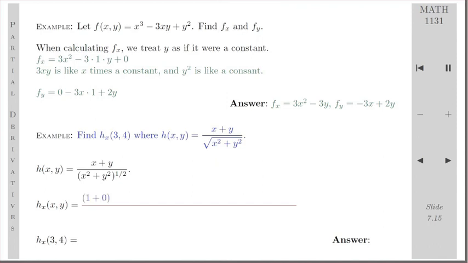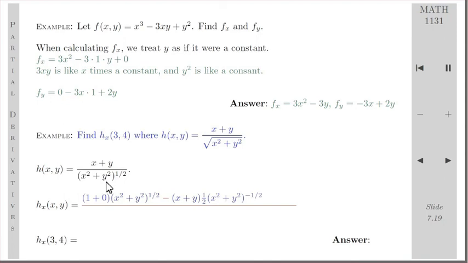So derivative of the numerator with respect to x is just 1 plus 0 times the original function's denominator minus the original function's numerator x plus y times the derivative of its denominator. So I have to find the partial derivative of the quantity x squared plus y squared to the power 1/2 with respect to x. From chapter 10, we know that we have to use the power rule in combination with the chain rule. First, I differentiate for this exponent 1/2. So I use the power rule for that. I get 1/2 times what's inside the parenthesis and then to the power negative 1/2 times derivative of the inside.